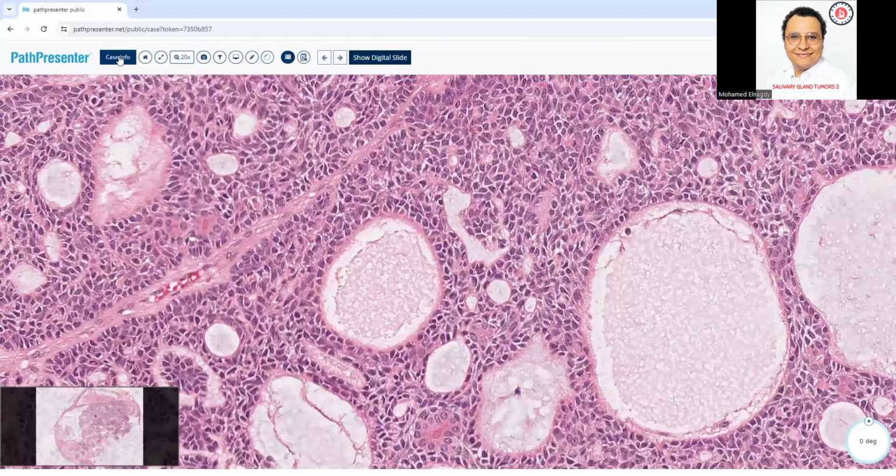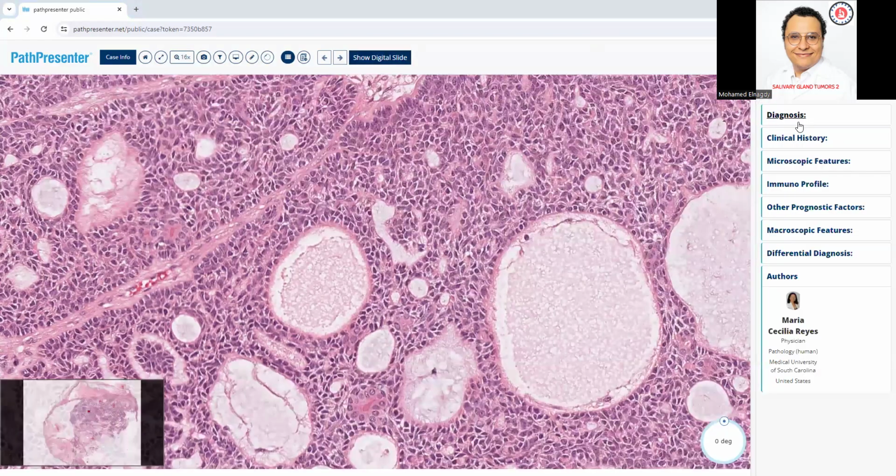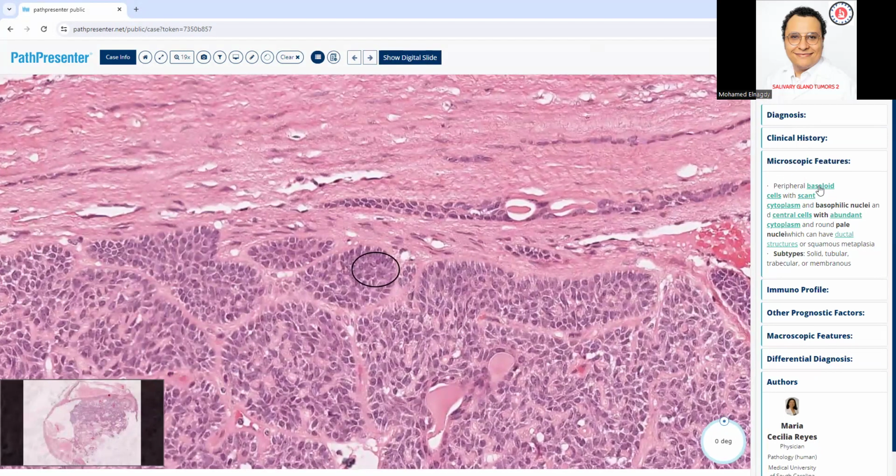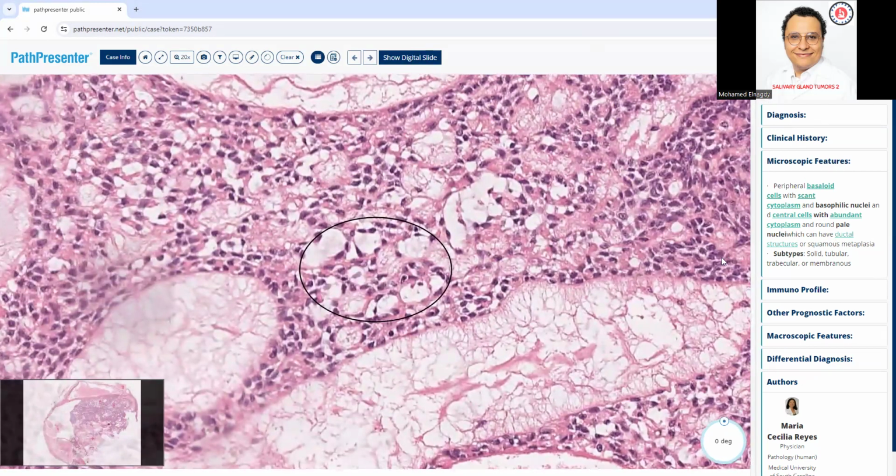That's basal cell adenoma. See, here is the diagnosis. Basal cell adenoma. Can you see that on the side? And then the key microscopic features, you see these basaloid cells, with basophilic nuclei, and some central cells with abundant cytoplasm. And there are these duct-like structures in some areas, which is tubules, as we mentioned.